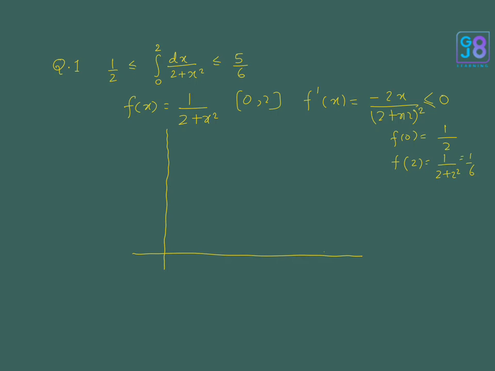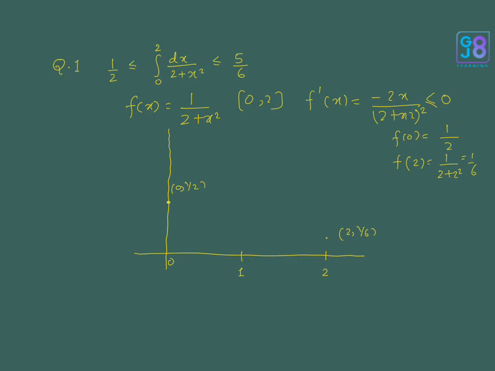So let us sketch this graph. Let me mark the points. At this point we have the value of half, so we'll write 0 comma half, and somewhere here the value will be 1 by 6, so we write this point as 2 comma 1 by 6. If we sketch the graph of f of x, we'll find that it will go like this. So this is how the graph will look.